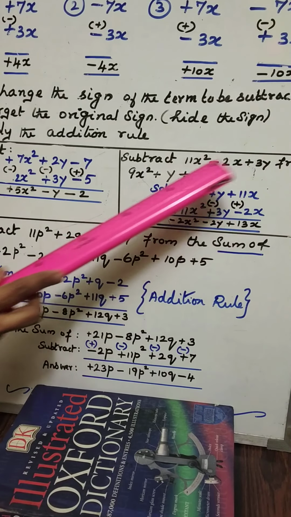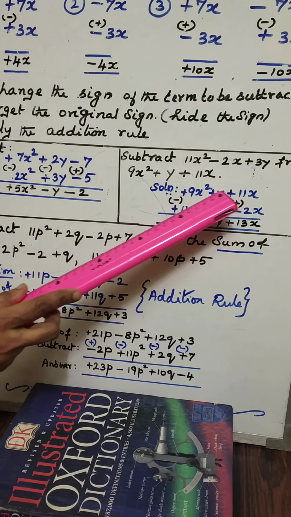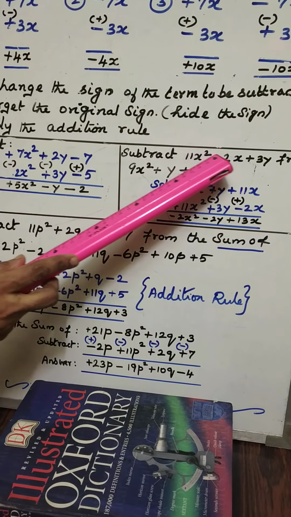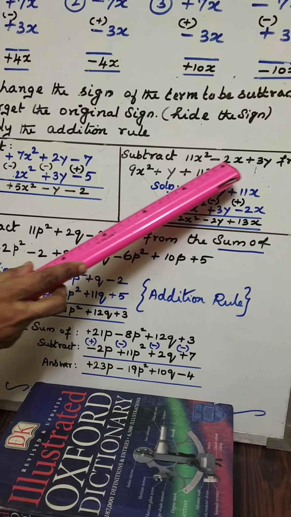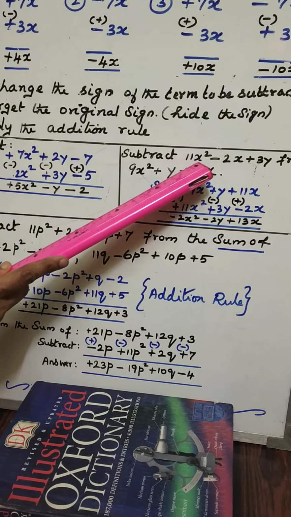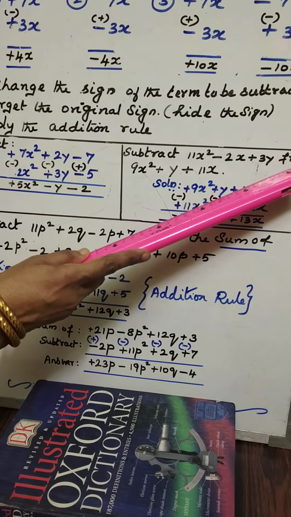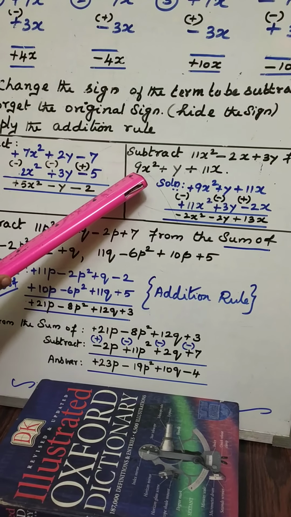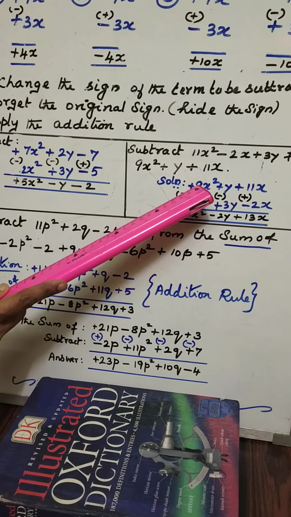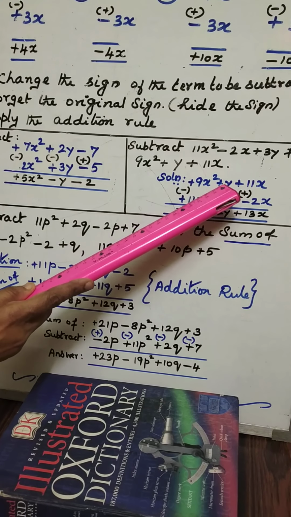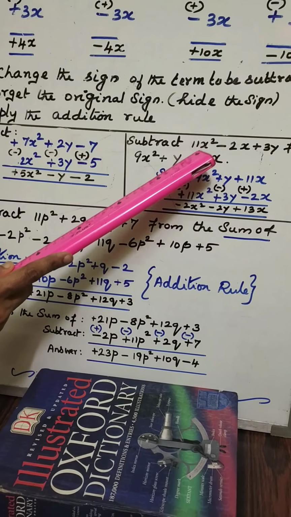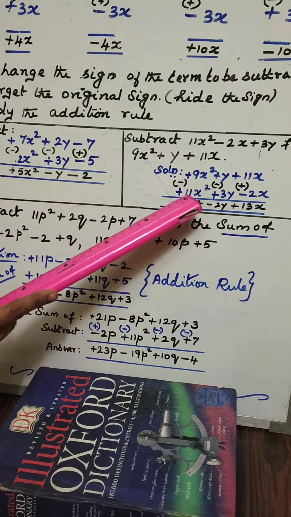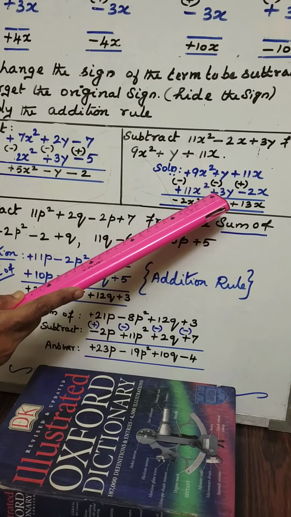Hence, whatever term comes after "from" should be written on the top. Now these terms only you are asked to subtract. This is the only subtracted term. Now look at the thing. To be subtracted are only these terms, and after the "from", whatever I have written on the top, look at 9x squared only. Assume that it is plus 9x squared plus y plus 11x. Now the term to be subtracted is 11x squared, that is plus 11x squared.